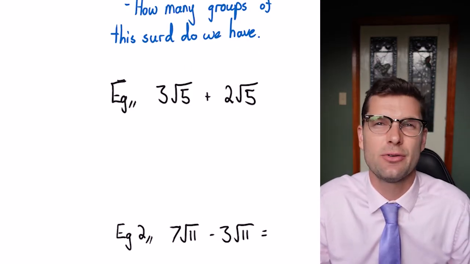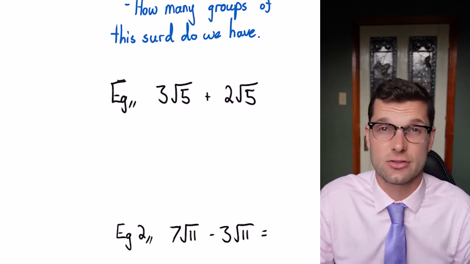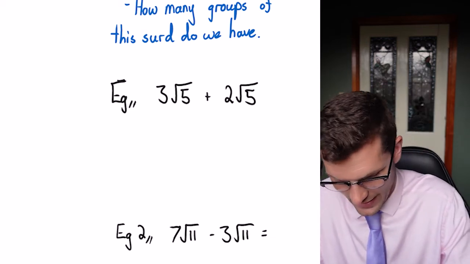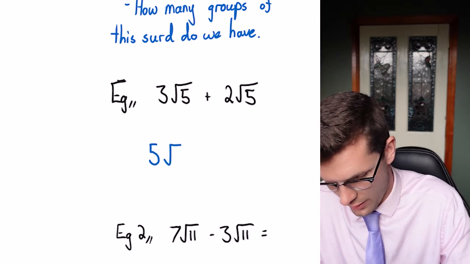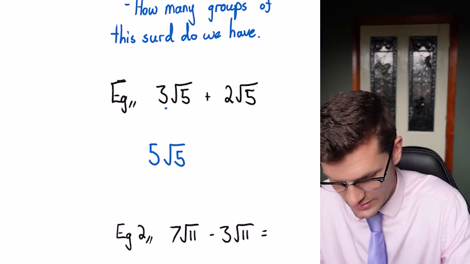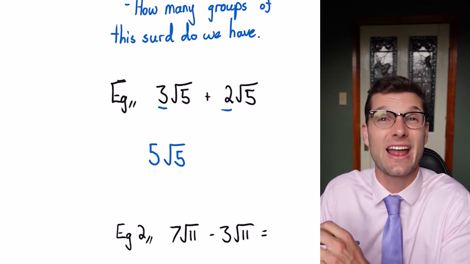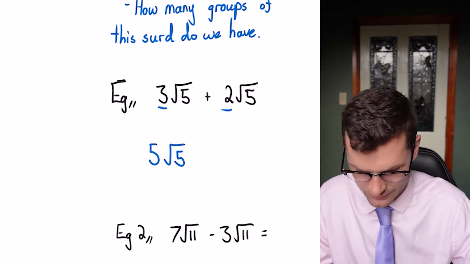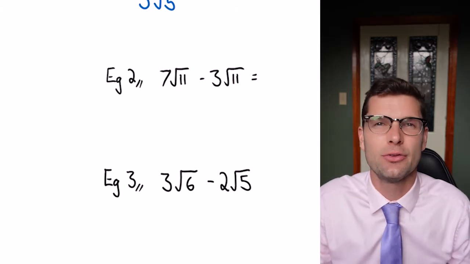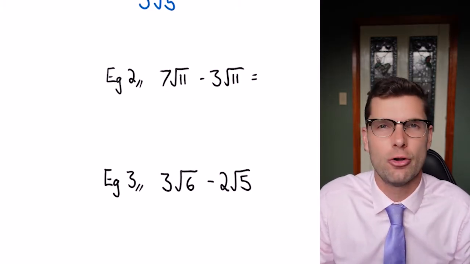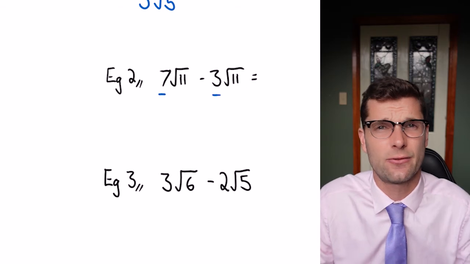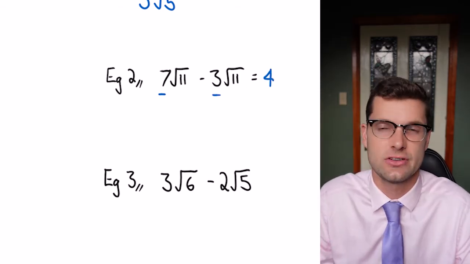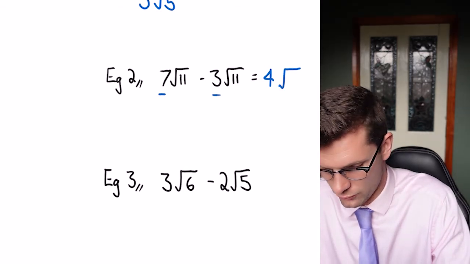So with a couple of examples, if I've got 3 root 5 plus 2 root 5, how many groups of root 5 do I have? That is just 5 root 5. So I'm able to add the numbers out the front just like normal, and then I keep that surd exactly the same as I manipulate it. In another example, 7 root 11 minus 3 root 11, I just subtract these numbers out the front like normal, which is 4, and then I don't change the surd, so I'm left with 4 root 11.